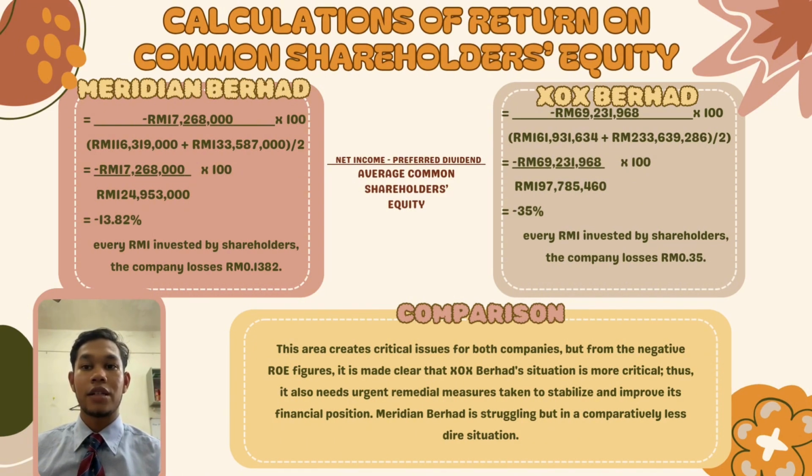This creates critical issues for both companies, but from the negative ROE figures, it is made clear that SOX Berhad's situation is more critical. Thus, it also needs urgent remedial measures to stabilize and improve its financial position. Meridian Berhad is struggling, but in a comparatively less dire situation.